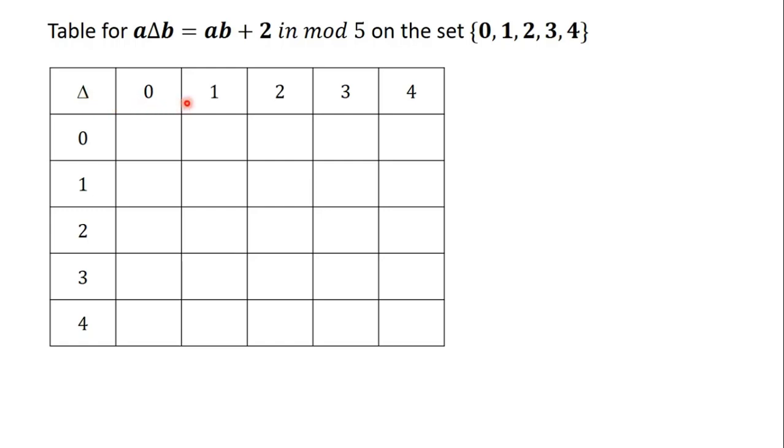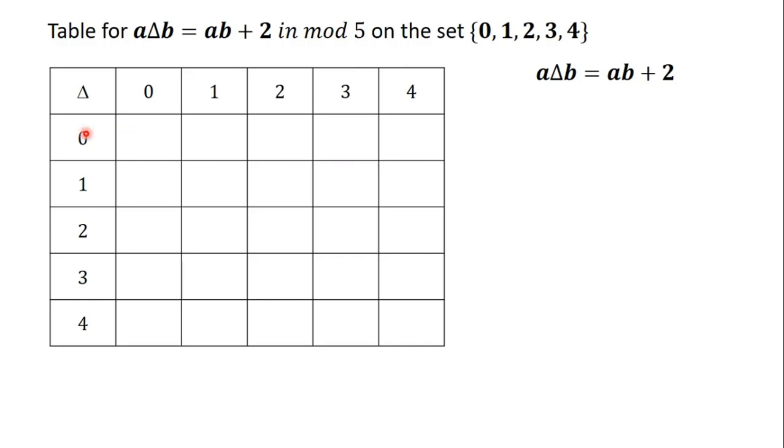Then you will list the set of values in the first row and in the first column. We have 0, 1, 2, 3, 4 and 0, 1, 2, 3, 4. The definition of delta is A delta B is equal to AB plus 2 in mod 5.